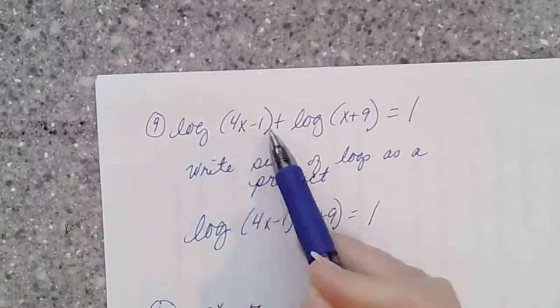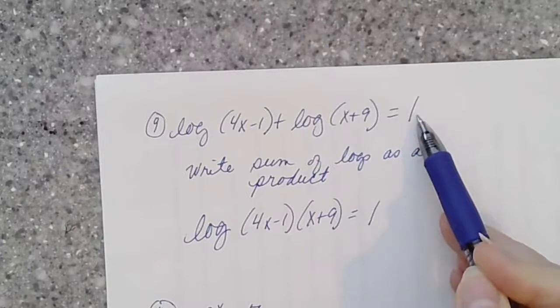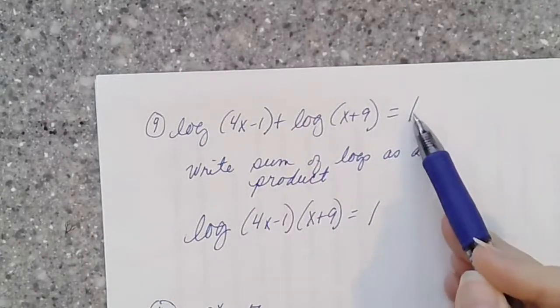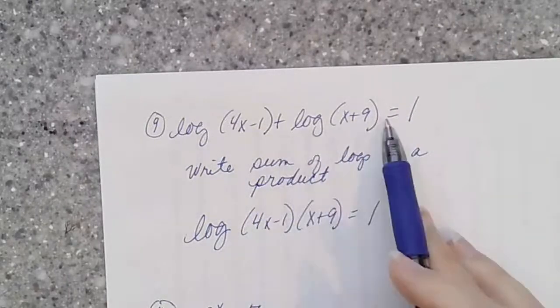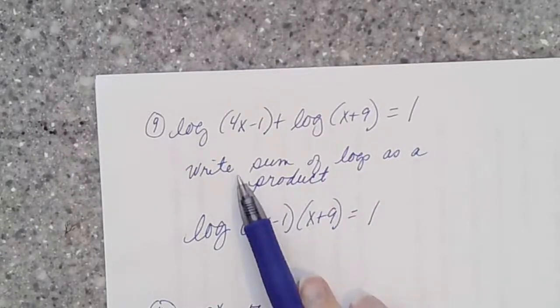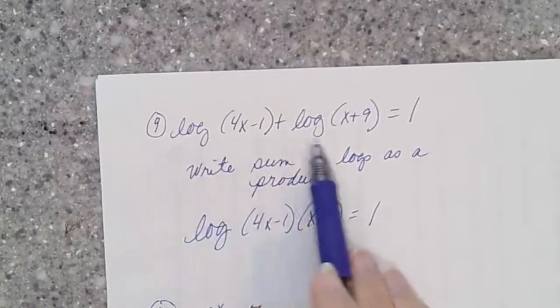So there's not a log on this side. You could argue this, you could try to make this side have a log in it as well, so it would have logs on each side. But of the choices that were listed for this, it said write the sum of the logs as a product to change this side into just one log. So this is an expanded log form, and you do have like base 10.